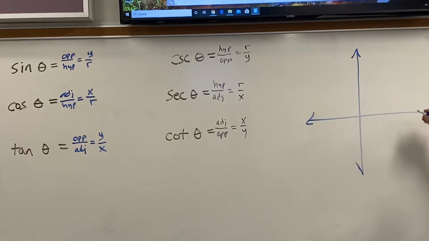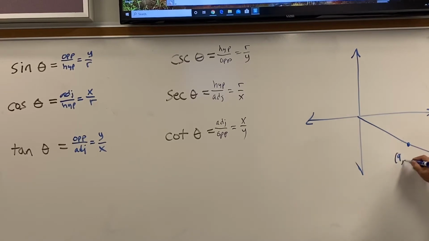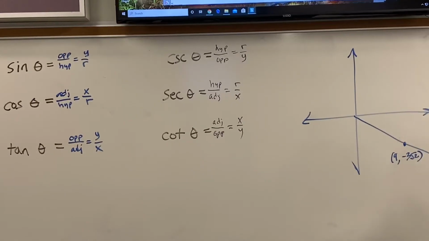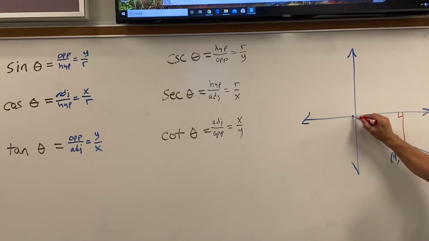9 in the x direction, and -3 root 2 would be down here. It's going to be in the 4th quadrant somewhere, right? This is the point 9, -3 root 2. Because y is negative, it's in this quadrant. Still, drop a perpendicular up to the x-axis, which creates a triangle.